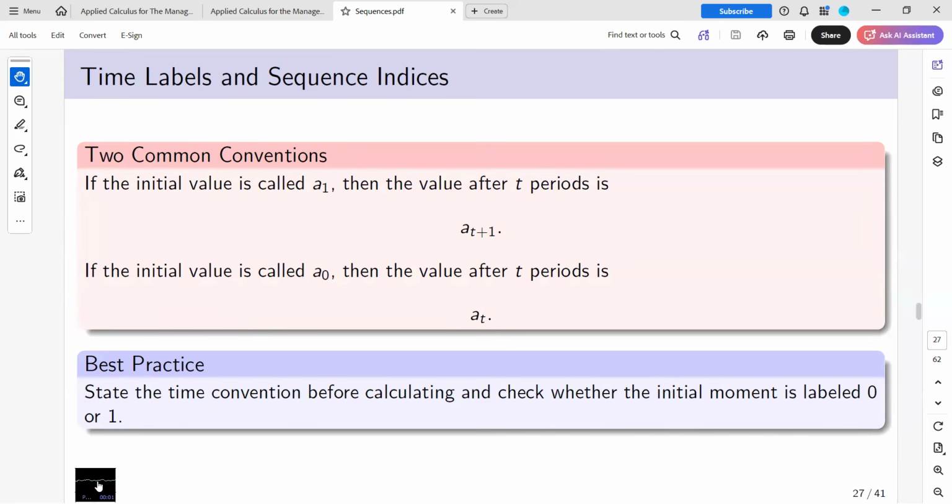Indexing depends on whether the initial value is labeled 0 or 1. State the convention before substituting. One small label can shift every answer by an entire year, which is impressive power for a tiny subscript.